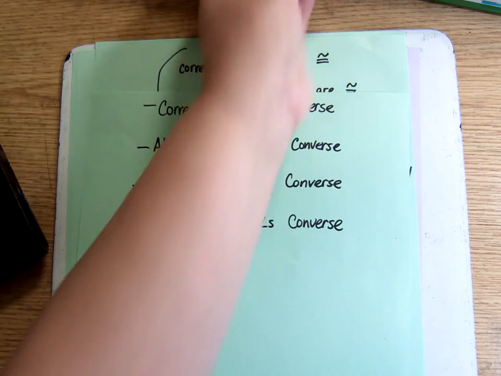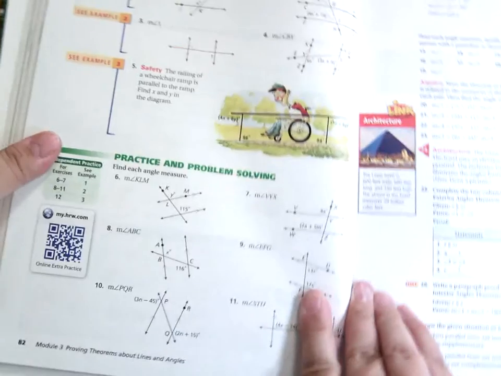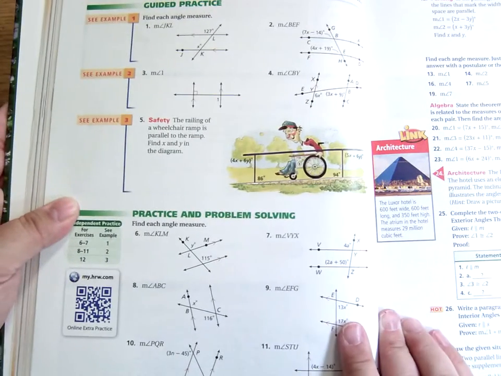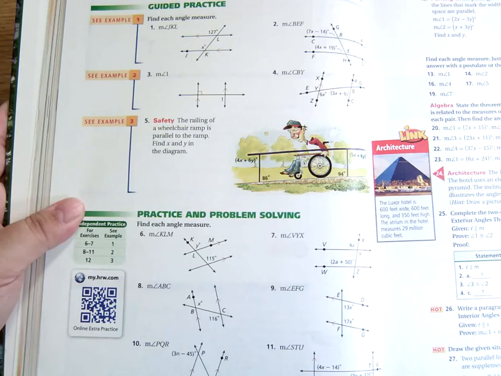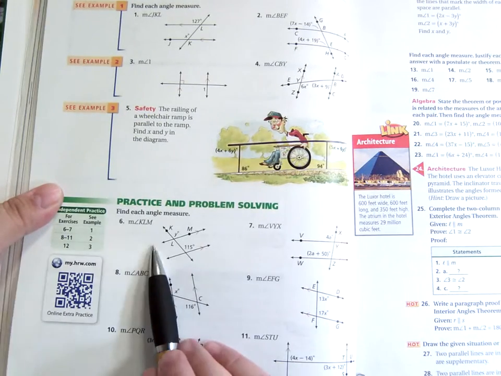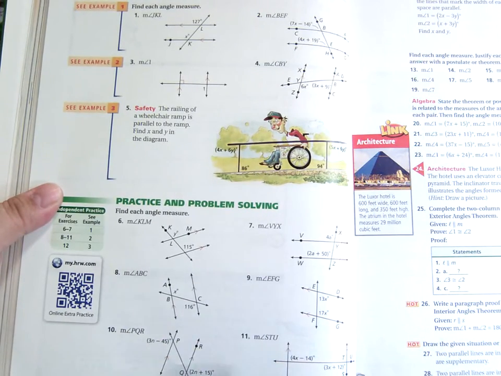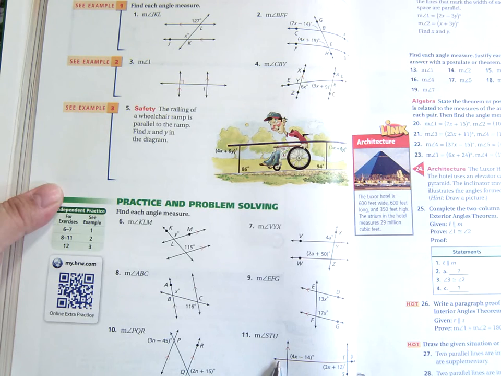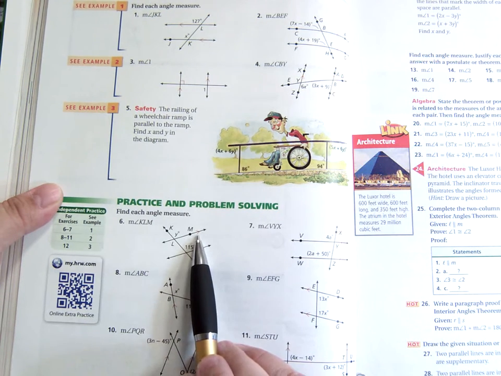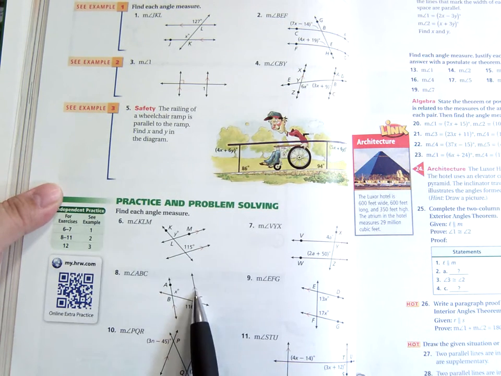So what does this mean on homework? Let's look at tonight's homework. On page 82, you're doing 1 through 5. I'm not going to do those for you, sorry. But let's talk about some that are like that. On 6, 7, 8, 9, 10, 11, those are kind of like the 1 through 4. On all of those, you notice the little red arrowheads. Those are telling you the lines are parallel.